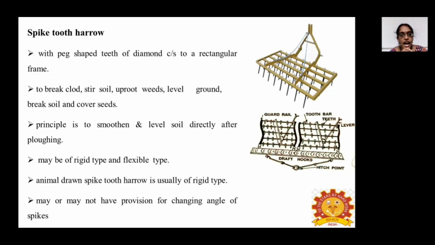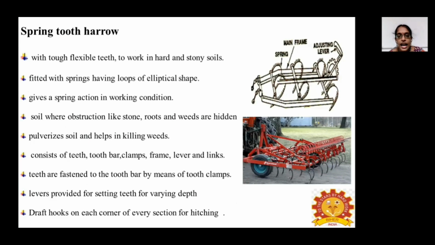These are all the adjustments that we can make while using these disc harrows. And the spike tooth harrow consists of a number of spikes attached here, and the teeth are provided in triangular frames. It is used to break the clods, and to smoothen and level the soil. This may be of a rigid or flexible type. And the animal drawn spike tooth harrow is normally of a rigid type, and there may or may not be a provision for changing the angles.